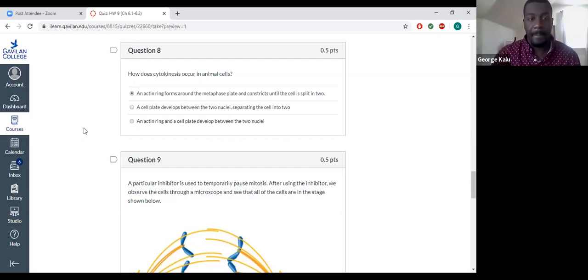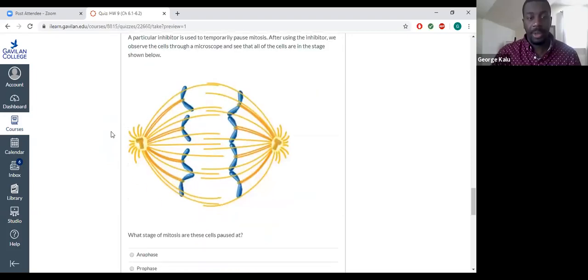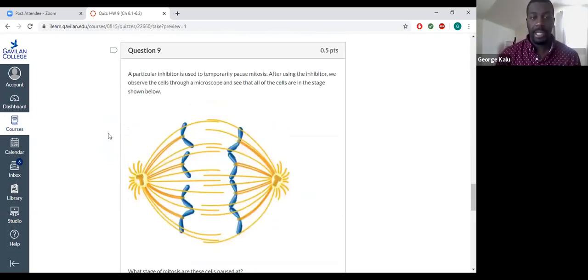Perfect. Okay. How does cytokinesis happen in plant cells? If we're looking at a plant cell undergoing cytokinesis, what's that going to look like? Right, you're going to have the cell wall grow in between them. A cell plate develops, and that cell plate grows until it eventually becomes a new cell wall. Beautiful.